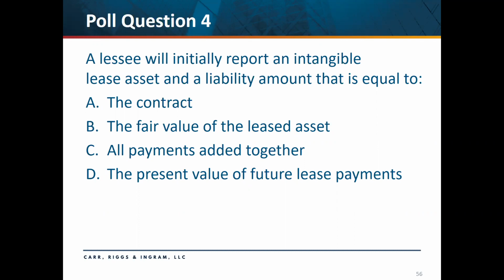The initial entries by the component unit would be to a lease receivable and deferred inflow for the amount of the present value of that lease. And from there, you would recognize payments as received. So as the subsequent payments were received each year, you would hit that deferred inflow, hit your lease revenue, hit your cash, and hit your lease receivable.